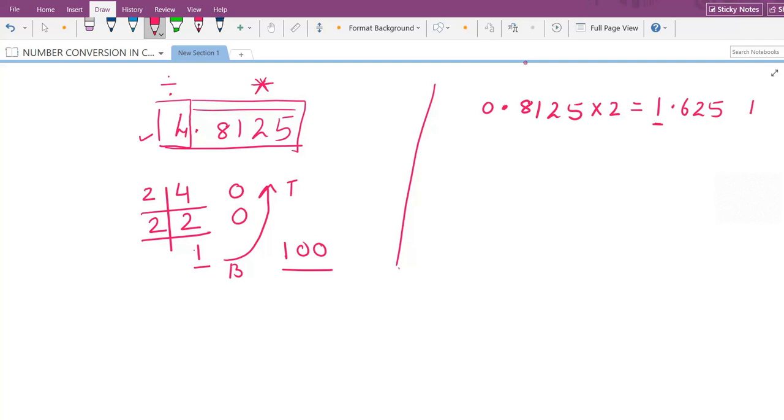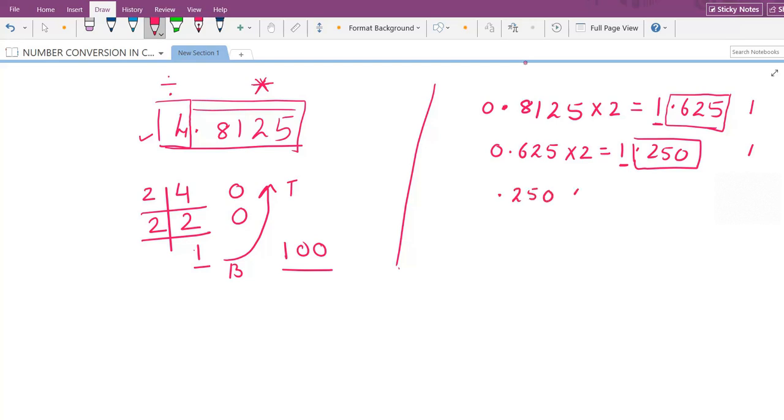Now as I have told you, for the next step what will you do? You pick this for the next multiplication, now here 0.625 multiplied by 2. But please put the 0 here. Now what answer are you going to get? 1.250. What will we note down? 1 on one side. And for the next step, I'm going to take this. Bring it. What is that?